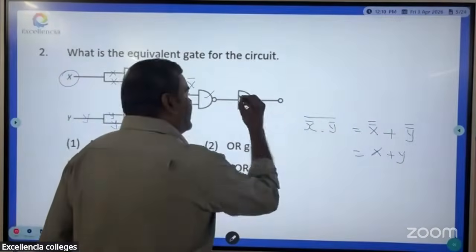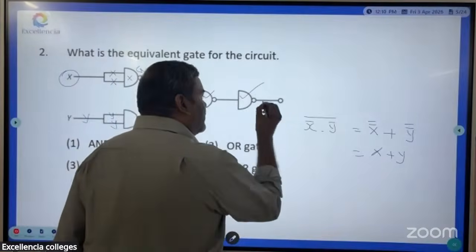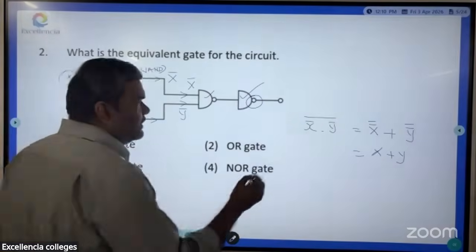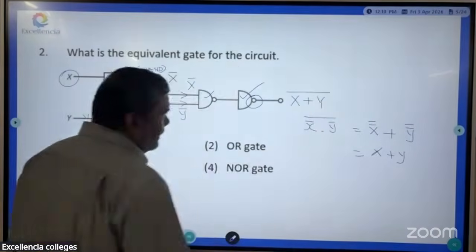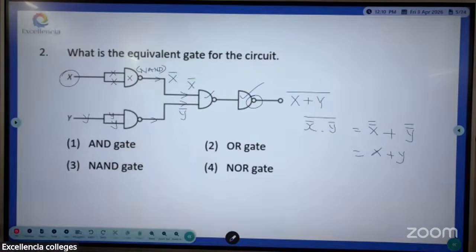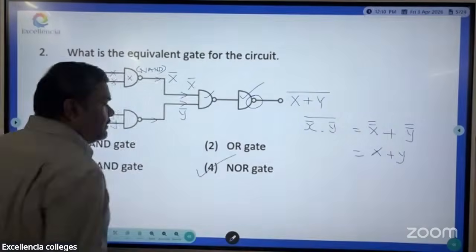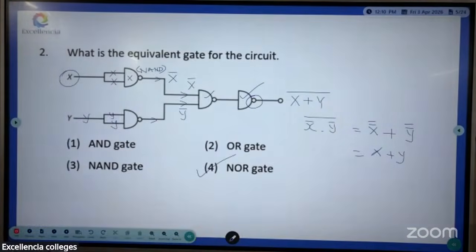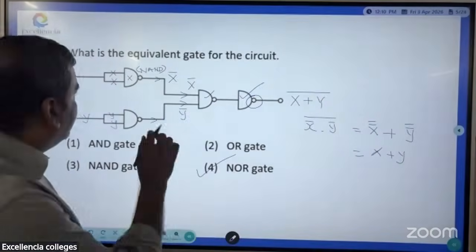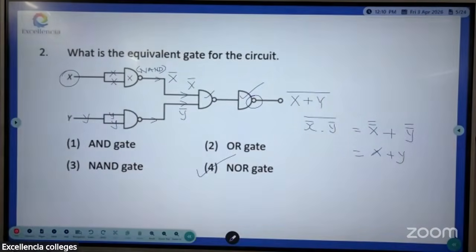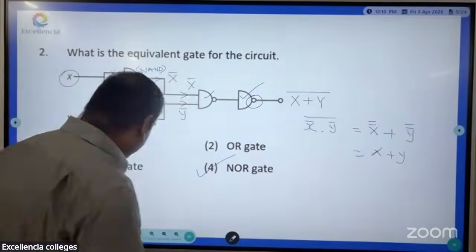That OR operation is again fed into this gate. A NOT is present here, so the output is going to become X plus Y whole bar. And since it is X plus Y whole bar, the final answer is going to be a NOR gate. I hope this is understood. So straight away in the diagram itself, we can just do it tick, tick, tick, and that's the answer. X bar, Y bar, that's the answer.